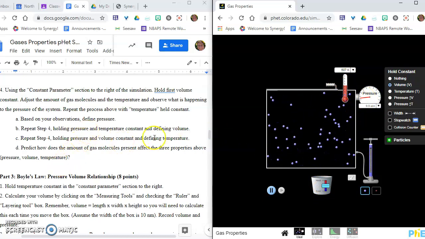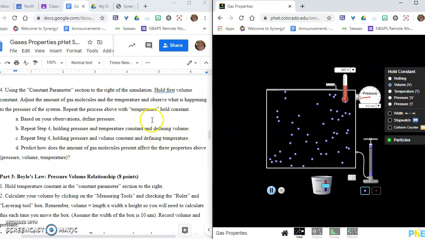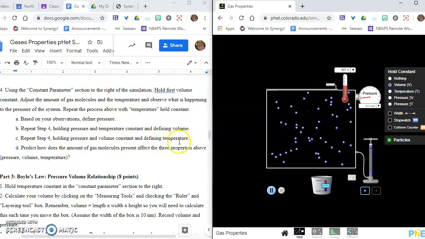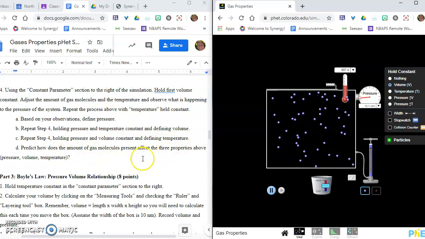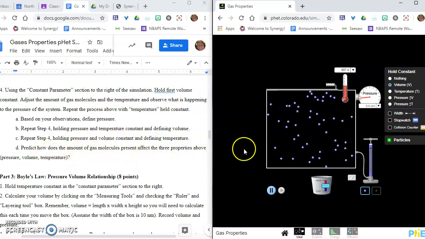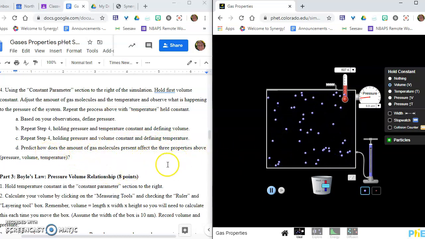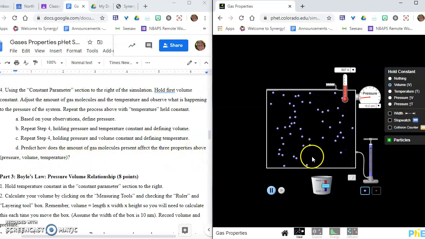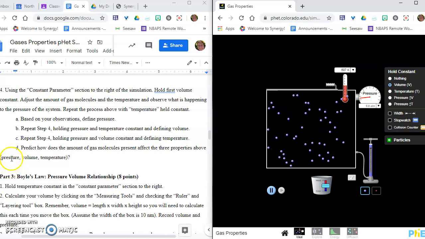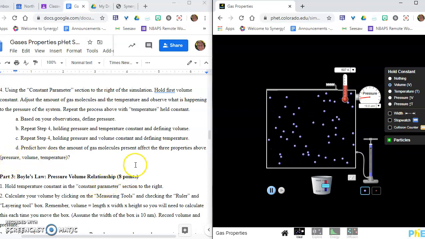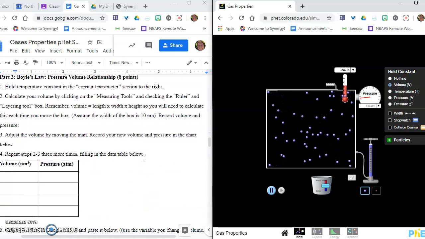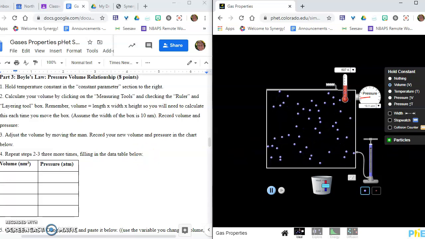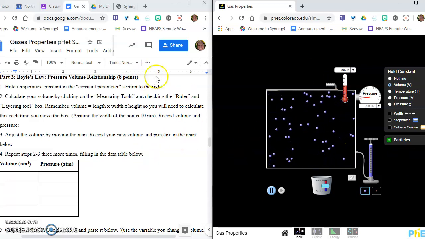Okay, so you guys are going to find a definition for pressure, volume, and temperature, and then predict how the amount of gas present affects the three properties above. So the more particles we have, how does that affect our pressure, our volume, and our temperature? Okay, so that's kind of how you do this simulation.